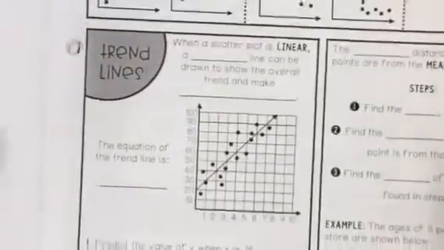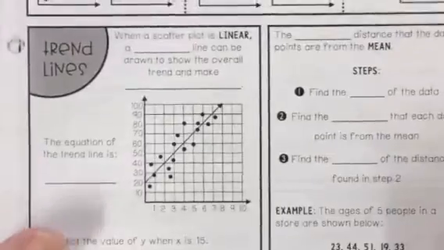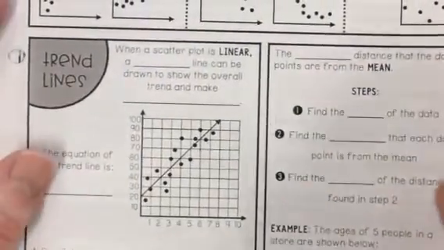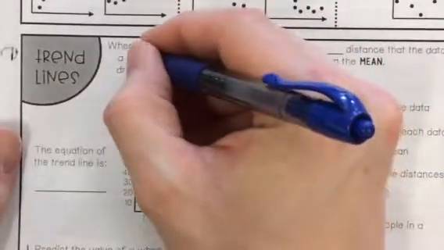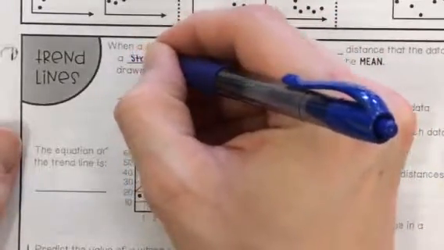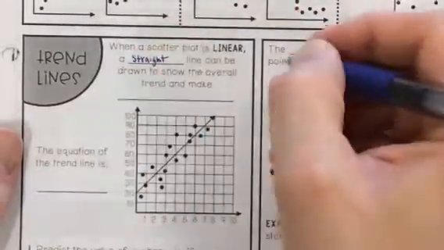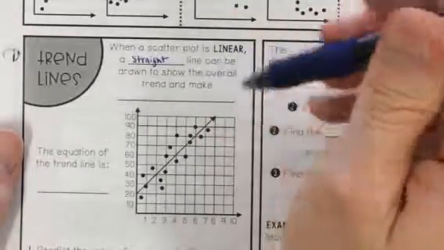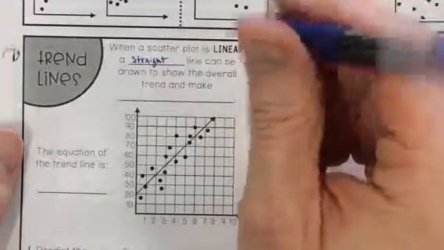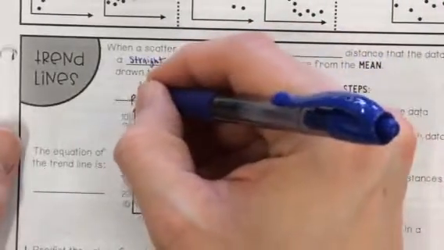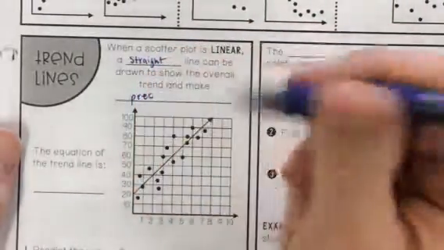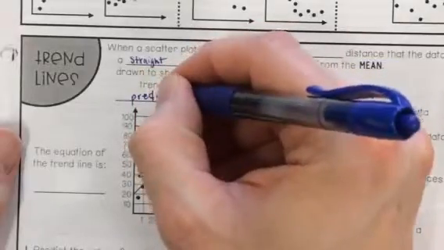Which takes us to our next idea here, a trend line. So when a scatter plot is linear, a straight line can be drawn to show the overall trend, and we can then use that to make predictions about what might happen for future numbers.